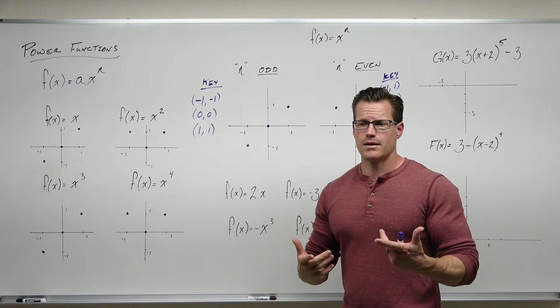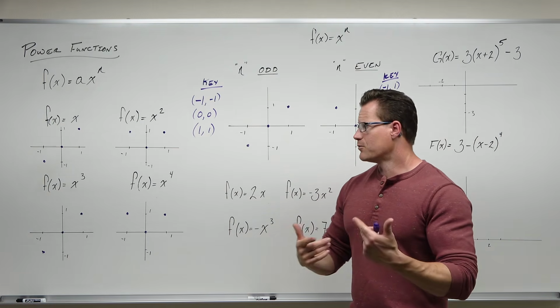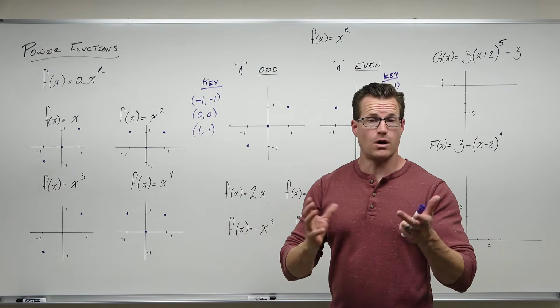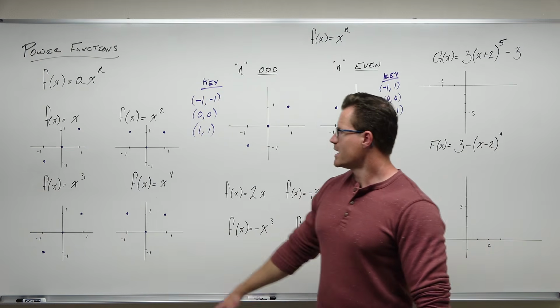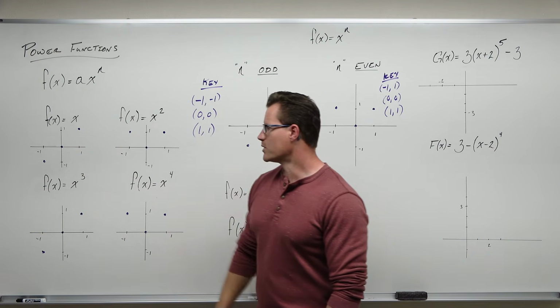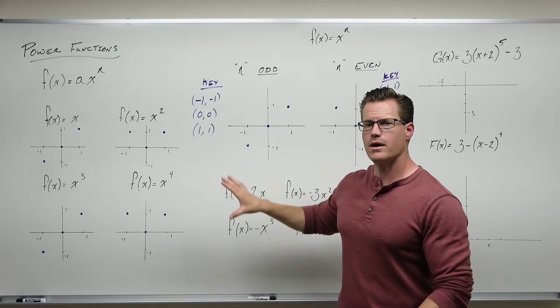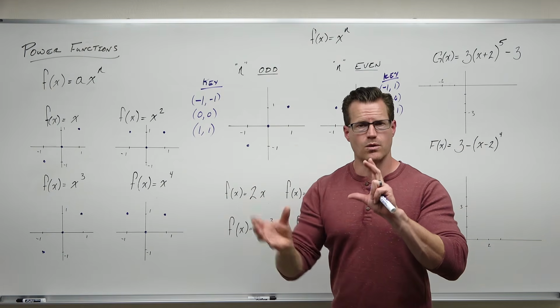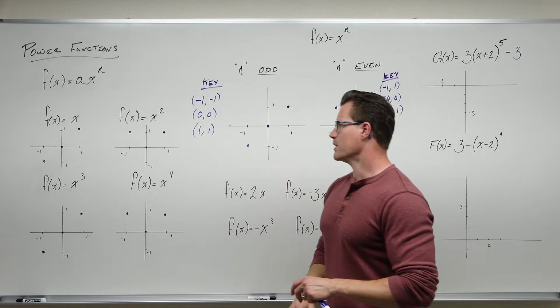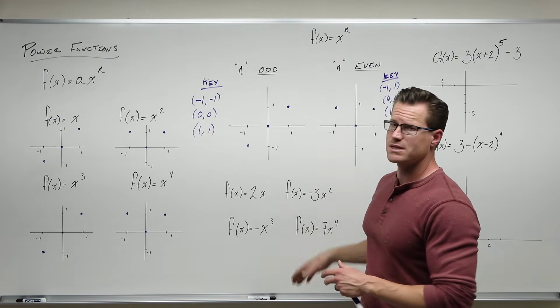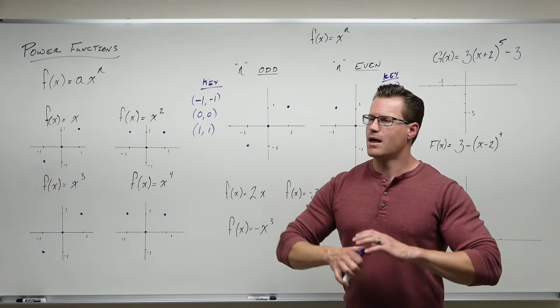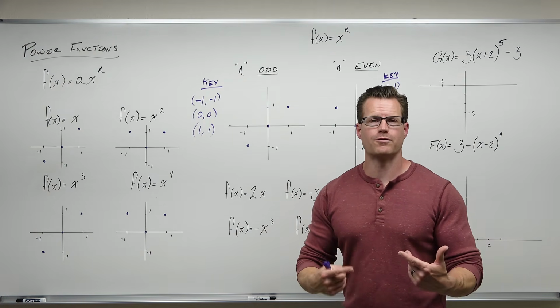It's just that exponent. So this is where the phrase even or odd really comes from, it's from power functions. If we have an odd exponent, you are going to have an odd type of symmetry about the origin. If you have an even exponent in your power function, you're going to have even symmetry about the y-axis. That's true all the time for power functions.